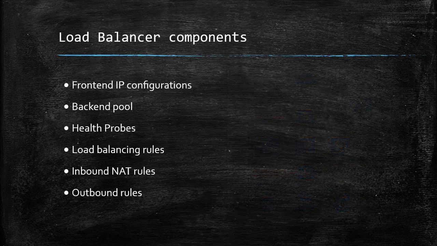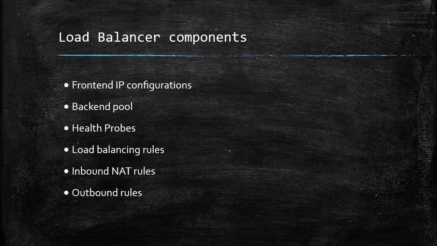Let's take a look into the load balancing components. There are 6 load balancing components available. The first one is front-end IP configuration. You can have multiple front-end IP configurations for the load balancer. The front-end IP can either be a public or a private IP address based on the load balancer type that you choose. Similar to front-end IP configuration, you can have multiple backend pools for a load balancer. You can have a standalone VM, a VMSS, or VMs which are part of availability zones or availability set as a part of backend pool.